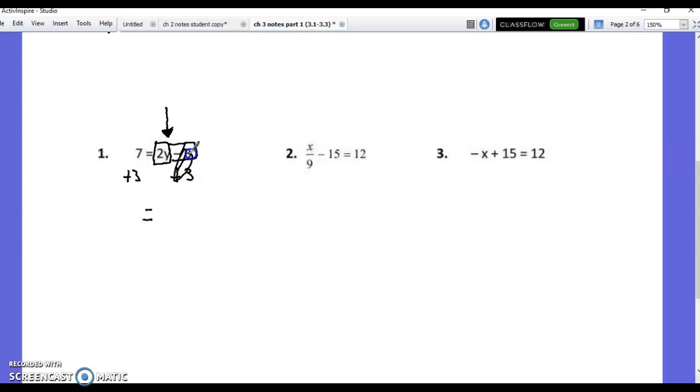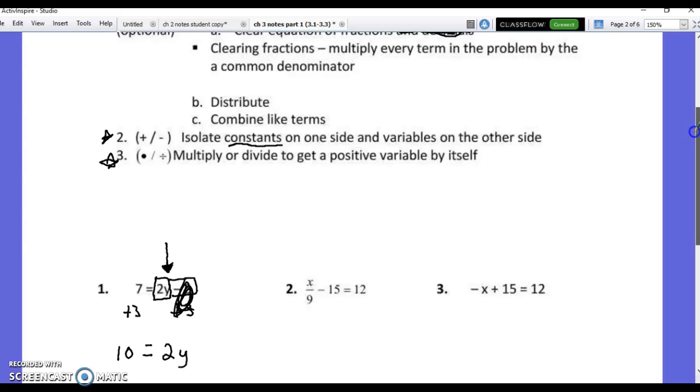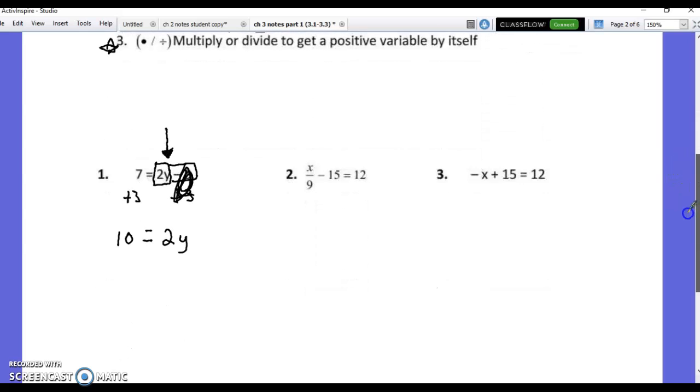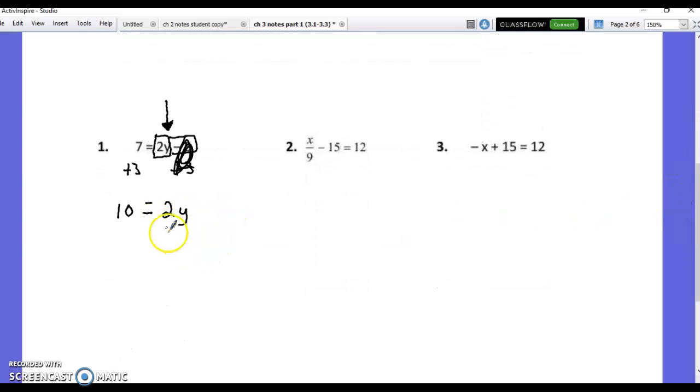That's 0. Those are gone. I have a 2y on this side. 7 plus 3 gives me 10. Again, use your calculators, guys, to help you out. So now that I've done that first step, I have the variable term and a constant on opposite sides. This is what I mean by that. You get constants on one side, a variable term on the other side. So now I'm here, I get to do my last step. I have to now mathematically make this a 1.